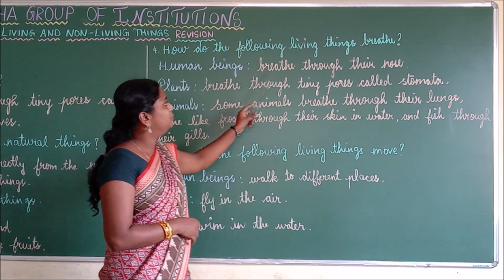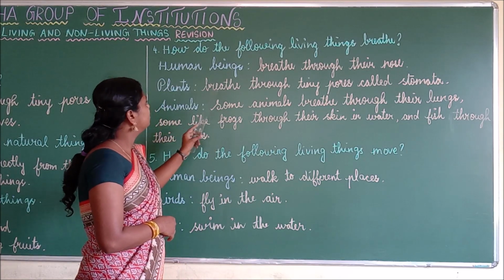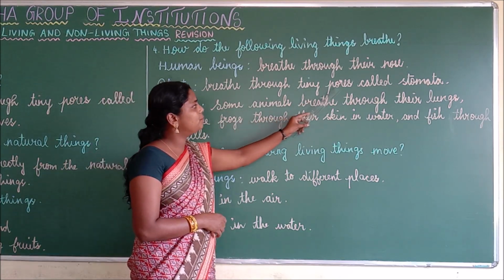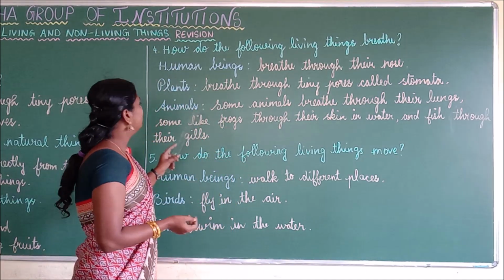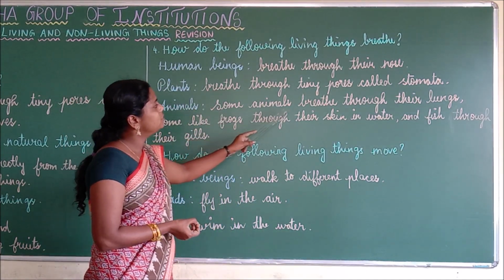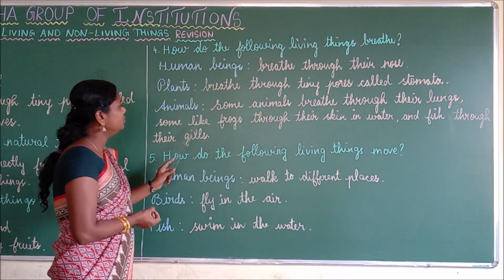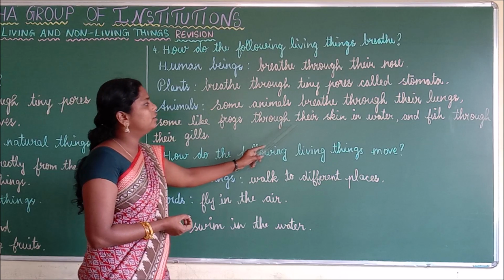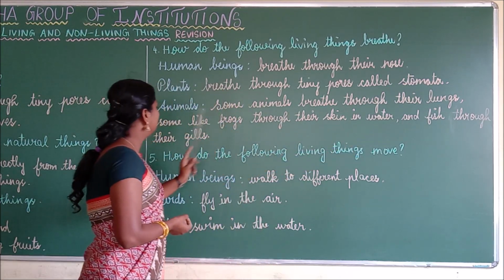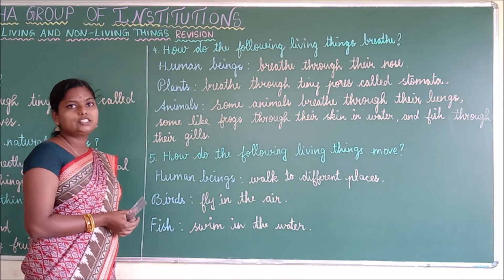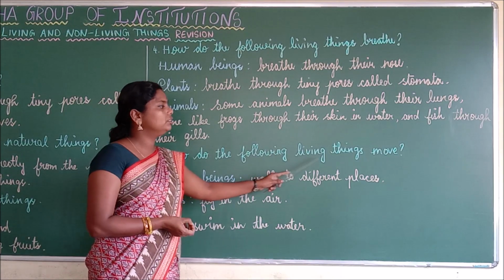Human beings breathe through their nose. Plants breathe through tiny pores called stomata, which are found in the leaves. Animals. Some animals breathe through their lungs. Some, like frogs, breathe through their skin in water, and fish through their gills. Are you clear, students? And the next question, how do the following living things move?